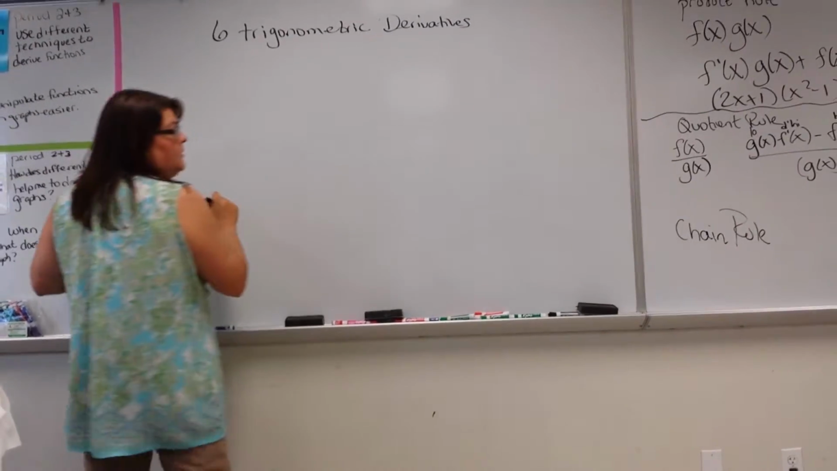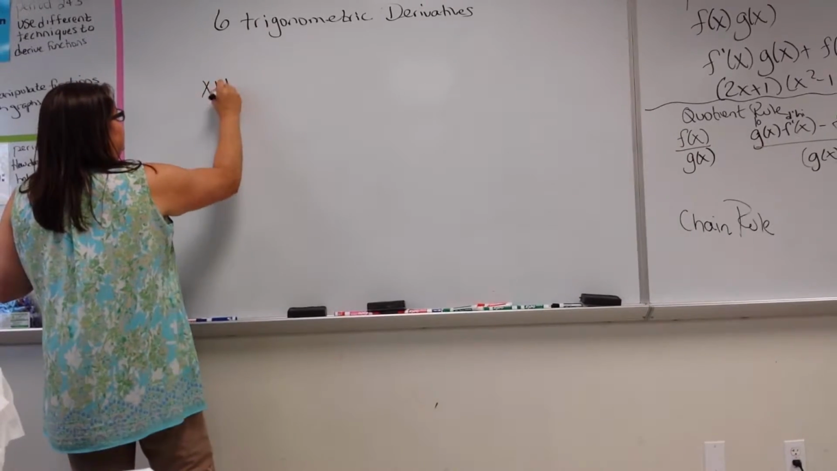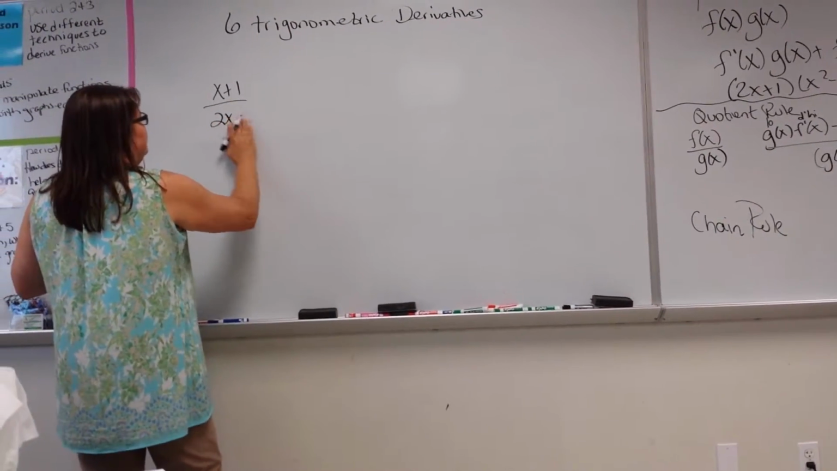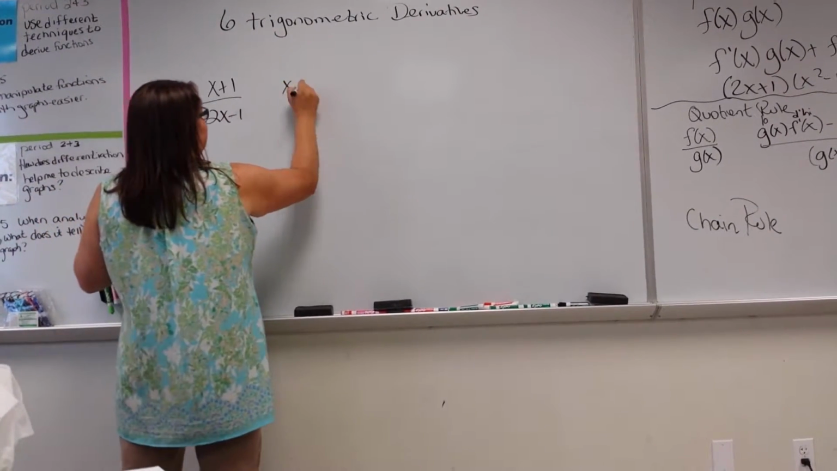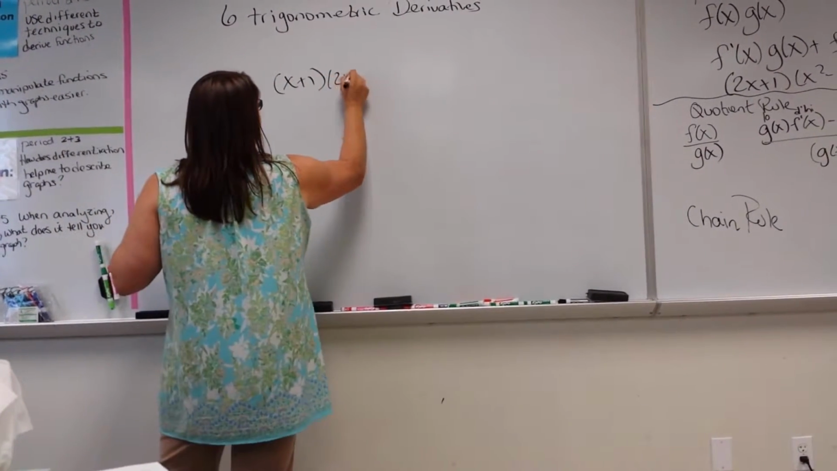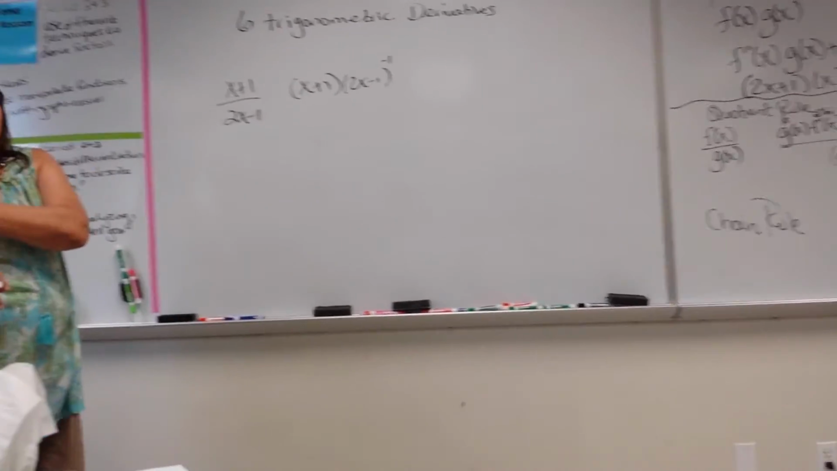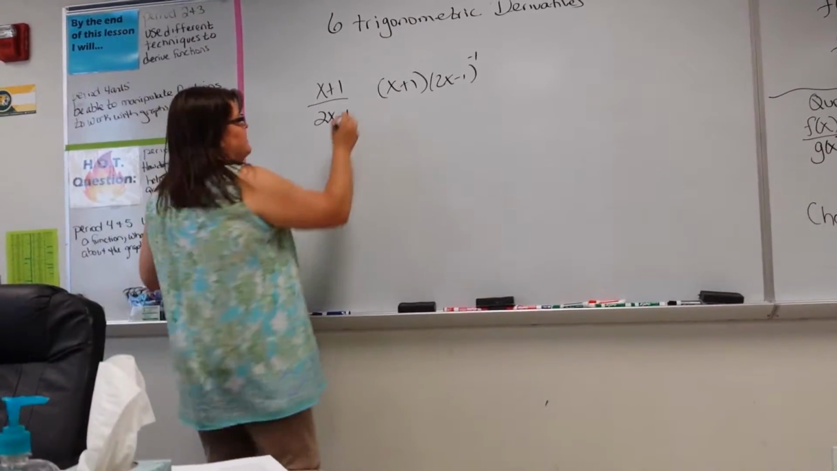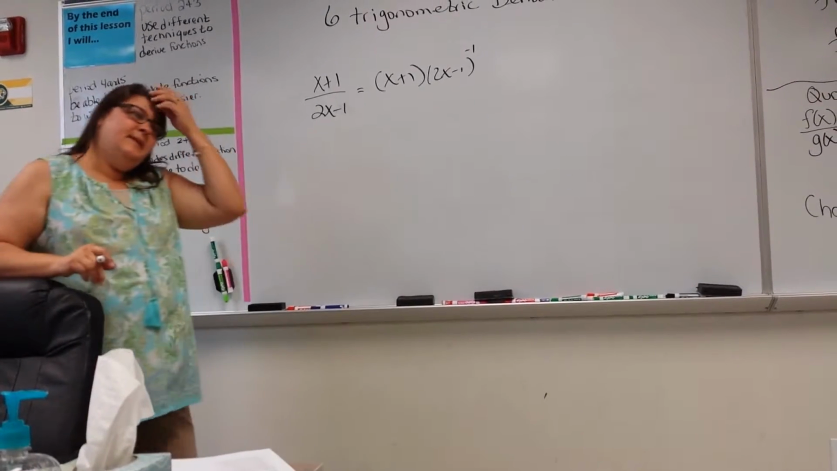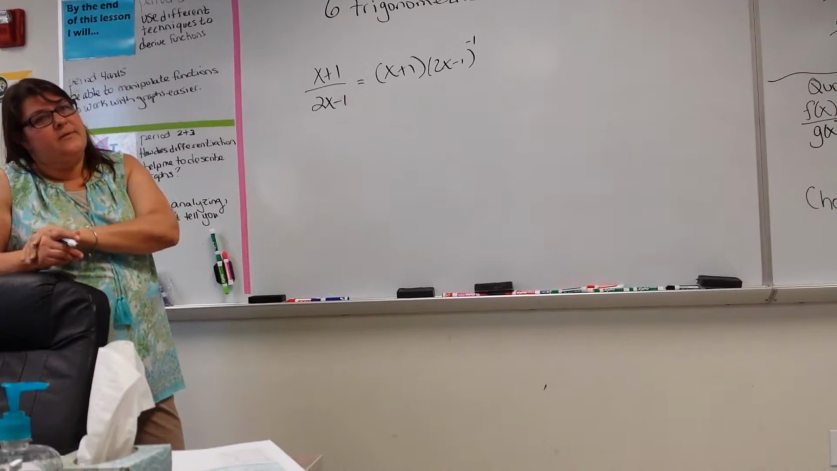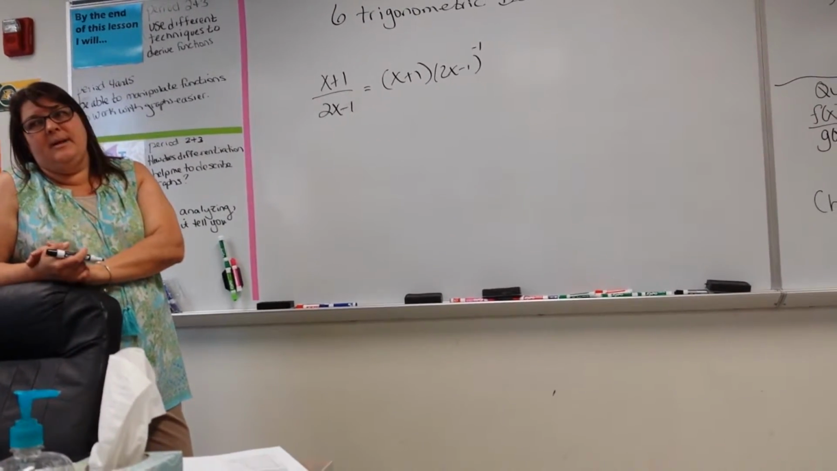Okay, so x plus 1 divided by 2x minus 1 can be rewritten as x plus 1 times 2x minus 1 to the negative 1. Okay, is everybody okay with how that happened? Okay. So we're going to take the derivative of the first times the second plus the first times the derivative of the second. Everybody okay?